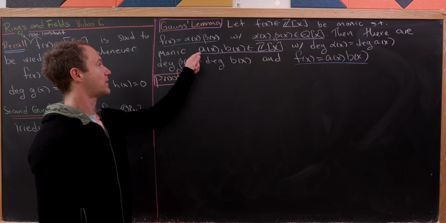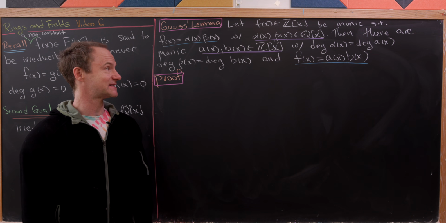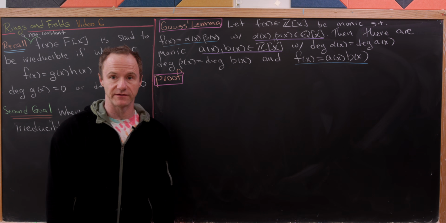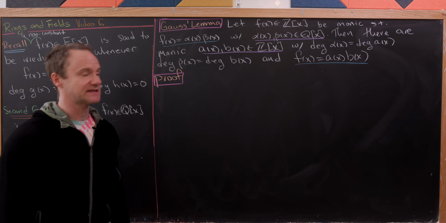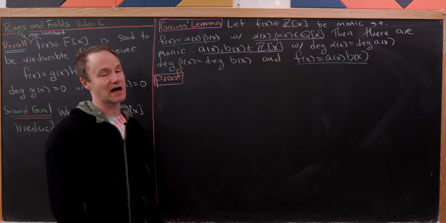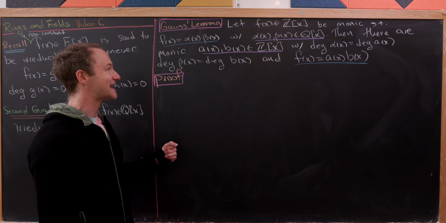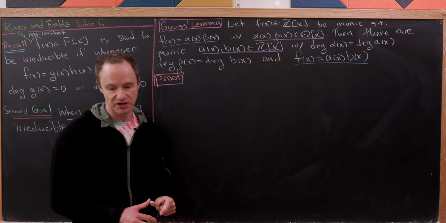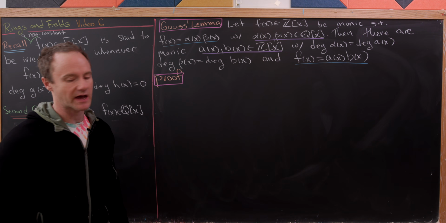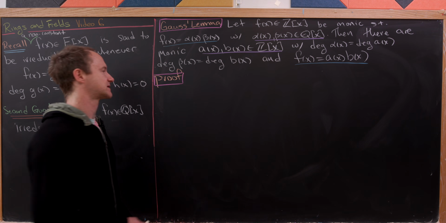Then there are monic polynomials a of x and b of x satisfying some conditions. The degree of alpha is the same thing as the degree of a. The degree of beta is the same thing as the degree of b. And f of x is equal to a of x times b of x. So it's like we take this rational factorization and we build it into an integer factorization. Okay, so let's see how we might do this.